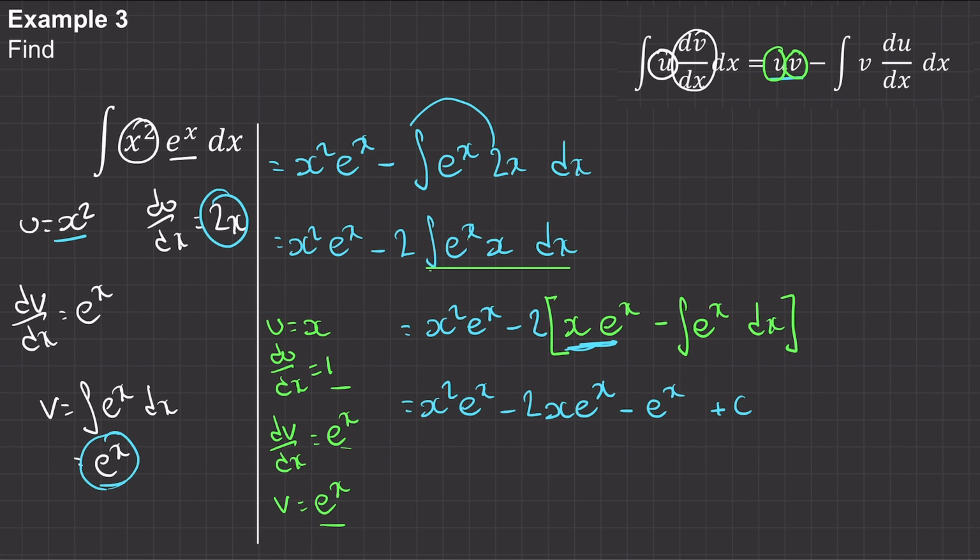So we can tidy this up. We'll factor out e to the x, and we get x squared minus 2x minus 1 plus the constant term. Okay? So in this example, we had to use integration by parts twice. Once for here, and then once for here.